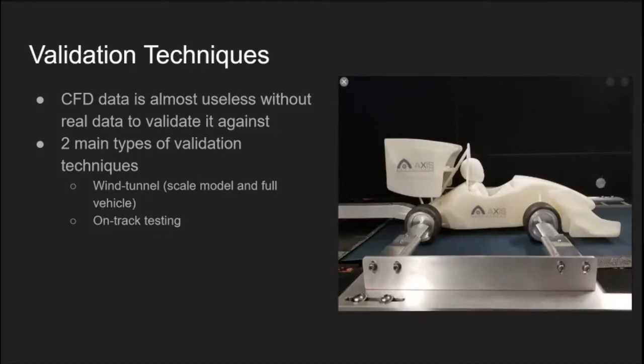So there's two main types of validation techniques we use, or actually generally, which is wind tunnel testing. So this can be scale model or full vehicle wind tunnel testing, and on track testing. So it's just a picture of one. I don't know which FSAE team, but with a scale model in the wind tunnel. It's like a small 3D printed model. There's a lot of issues that come with scale model testing, but I will not go into those right now because of time.